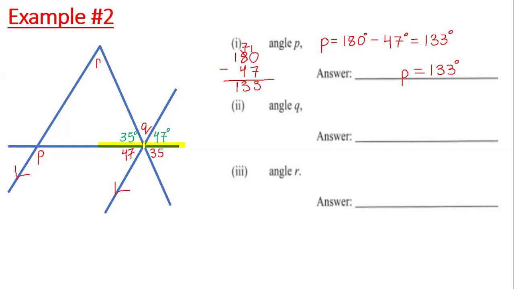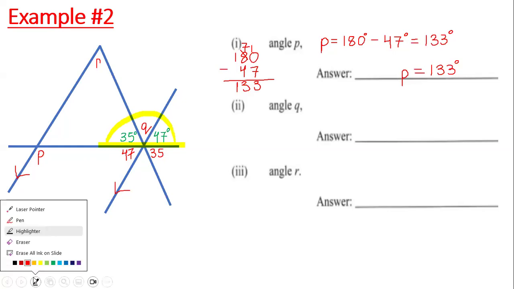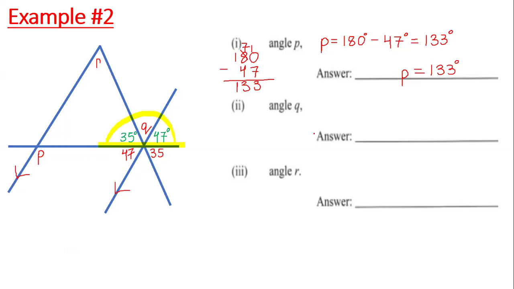So we have angles on a straight line at a common point add up to 180 degrees. So in order for us to find Q, what do we have to do with 35 and 47? You have to add them together. Very good. So if we add, it's going to be 35 plus 47, and that equals 82 degrees.